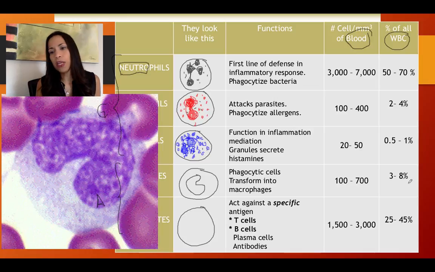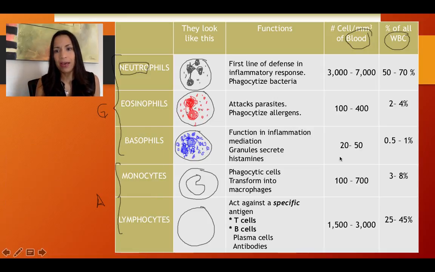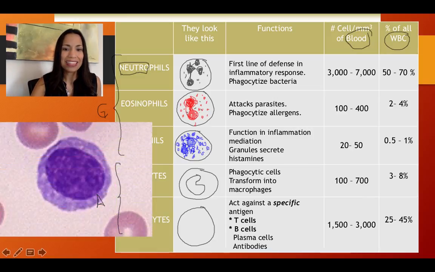So 3 to 8% of all the white cells are monocytes, and only 100 to 700 of the blood cells. So in 1 cubic millimeter of blood, we have 100 to 700 monocytes, I'm sorry. And the last type is my avocado.